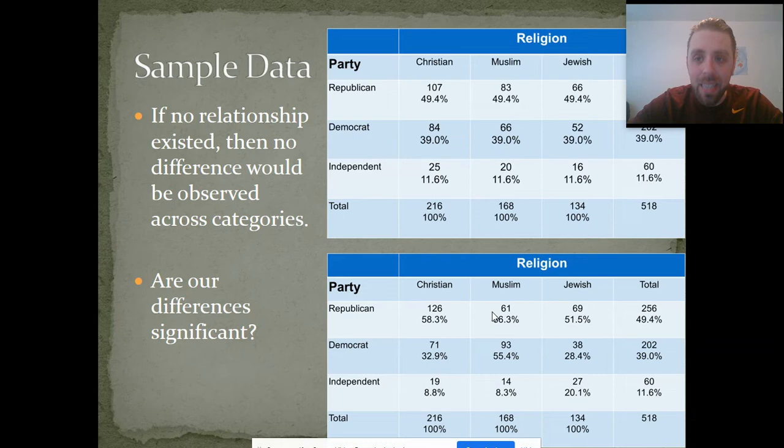Are they significant? Are these relationships statistically significant, or do we lack the evidence to say that? Maybe this is just the result of sampling error. Maybe this is just the result of weird stuff that happens when you get a sample of the overall population.